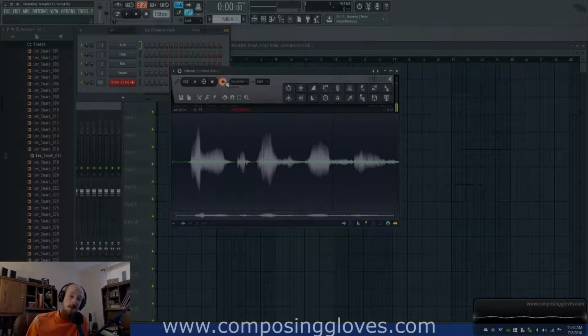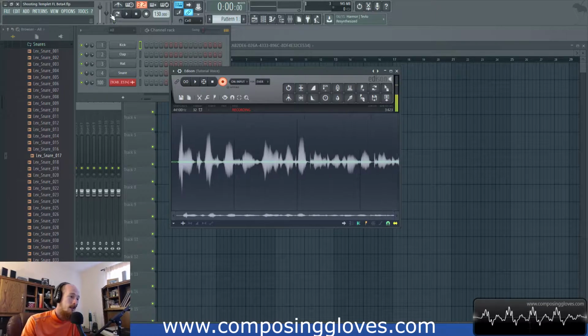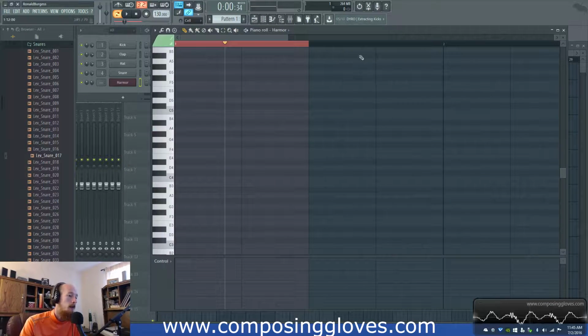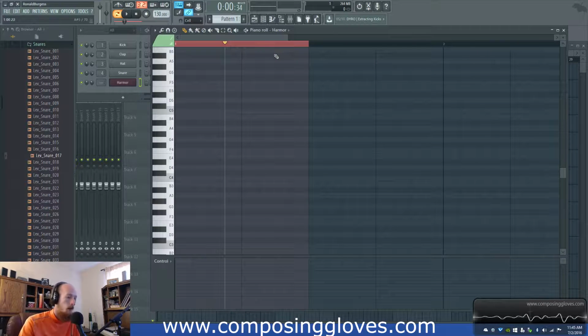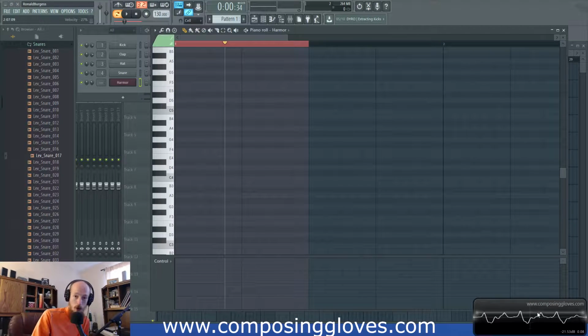Music Composing Gloves here, and today I want to talk about key signatures. Now, key signatures are not that big a deal to you MIDI people. They're just not. But they are a big deal, because you will suffer. You just don't think they're a big deal.